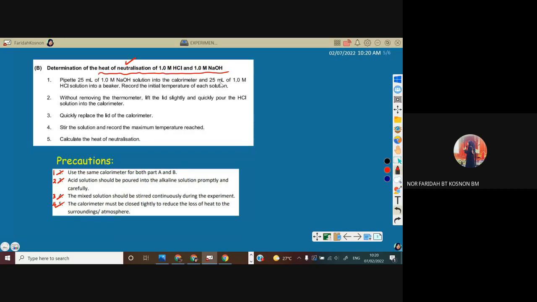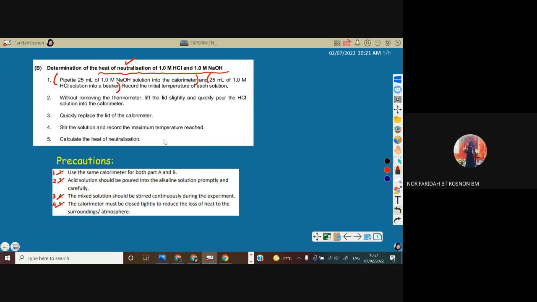Okay, so you have to pipette 25 milliliter sodium hydroxide solution. So this one in part B you have to measure it accurately, okay, and transfer it into the calorimeter. Jadi sepatutnya kena faham lah yang sodium hydroxide kita dah pipette dengan tepat, masukkan dalam calorimeter, tutup siap-siap. Okay, and then 25 milliliter 1.0 molar hydrochloric acid solution, you have to measure it accurately and transfer into a beaker. So dua container yang berbeza, satu dalam calorimeter, satu lagi dalam beaker lah.